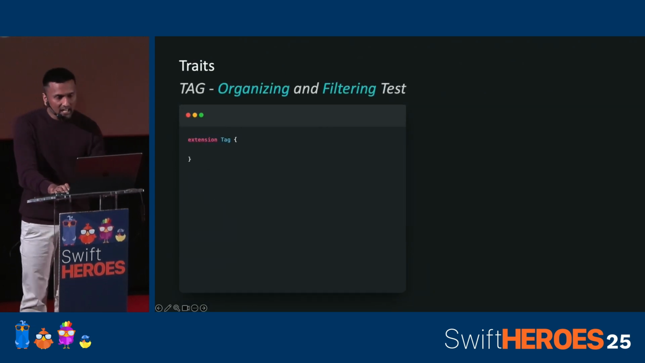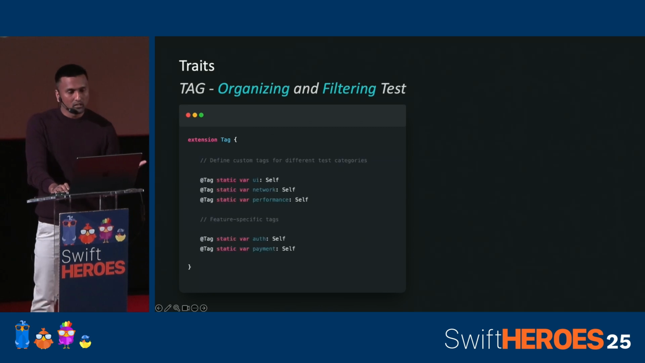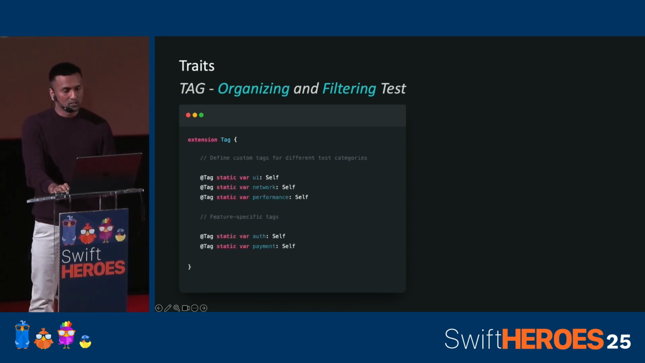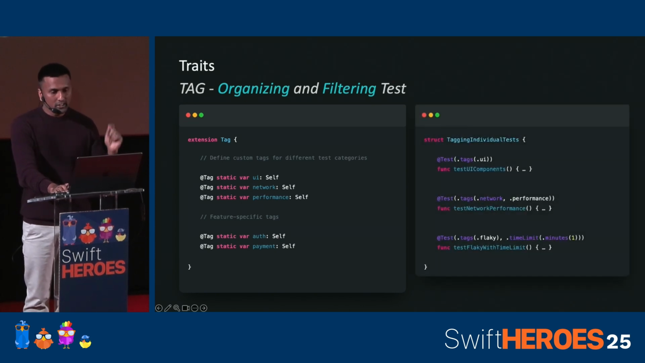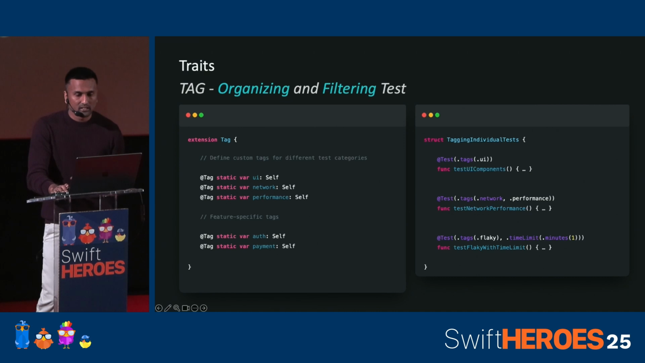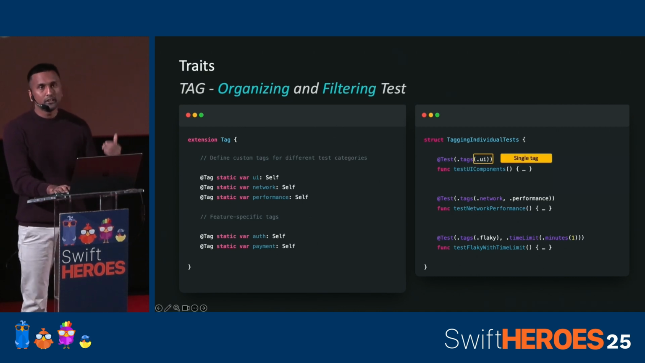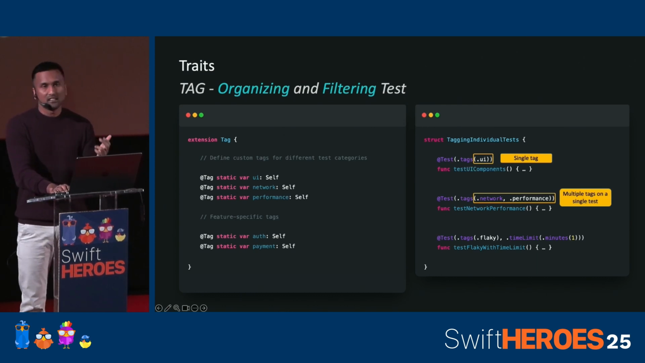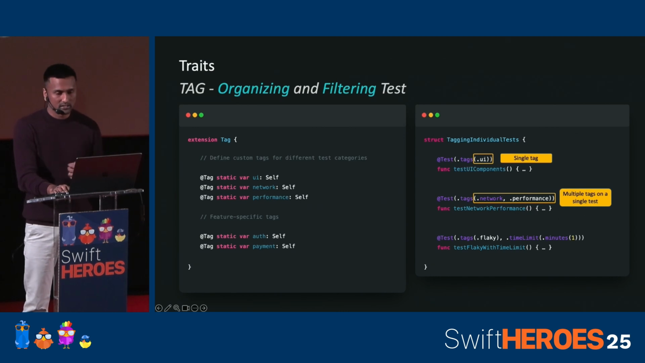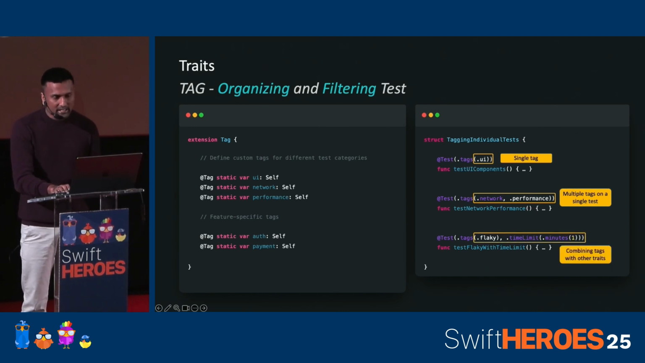You can define a tag using the tag attribute, and if you add an extension to the tag, you can add your own tags. Tags can be applied to individual tests using the tags trait. You can give multiple tags to a single test like this, network, performance. So these tests are now tagged under network and performance. You can combine tags with other traits, like I have tagged this test under flaky test, as well as I have added the time limit trait.